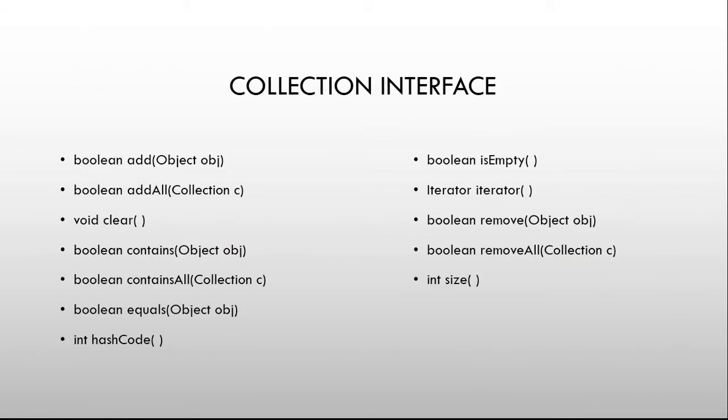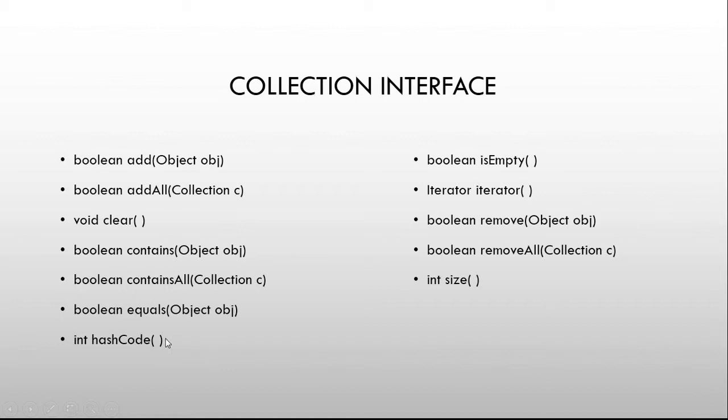Collection interface has some basic functionality or basic methods. What is available is add, that is we can add an object in the collection. We can add multiple objects, that is again a collection object, into the collection. We can clear all the objects which are already there. We can check if some object is already there in the collection. We can check for all the objects which are already there in the collection. Also we can compare two collections using the equals method.